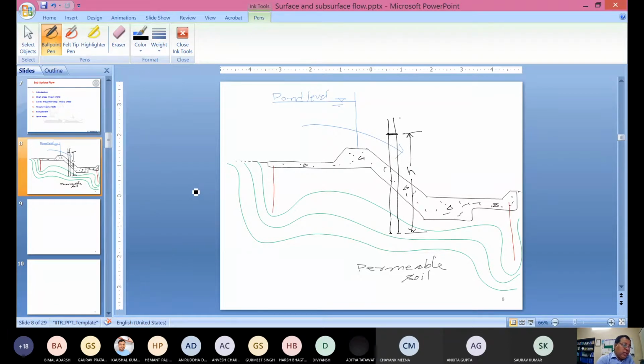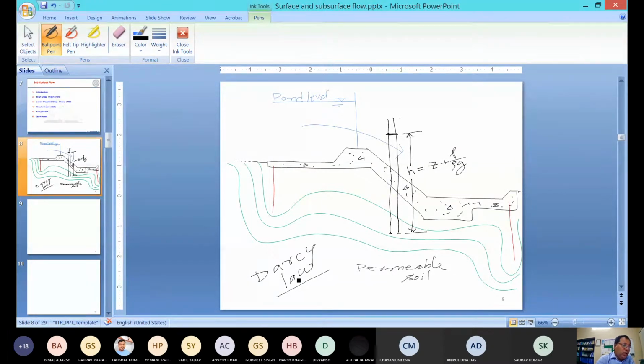So this is the piezometric head, and we know that this is P by rho g, plus V square by 2g, which gives the total energy. But here the flow is governed by Darcy's law, and in Darcy's law the velocity is very low, so V square by 2g is negligible. So you can say this is a piezometric head, or you can say this is the total head.